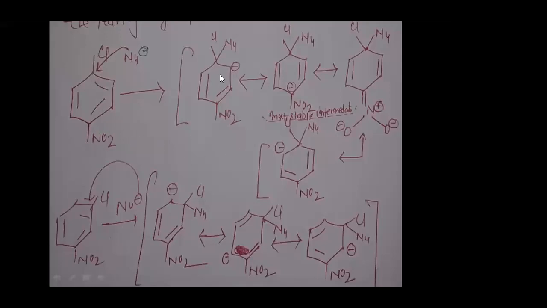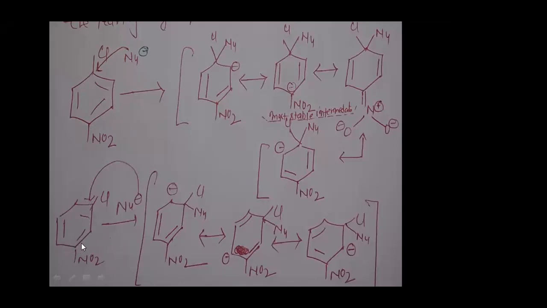Why is the para position the best position? Because when a nucleophile attacks here, the negative charge comes at the ortho and para positions, and this resonance structure is the most stable intermediate, right? So they prefer the para position. You can see the meta position.